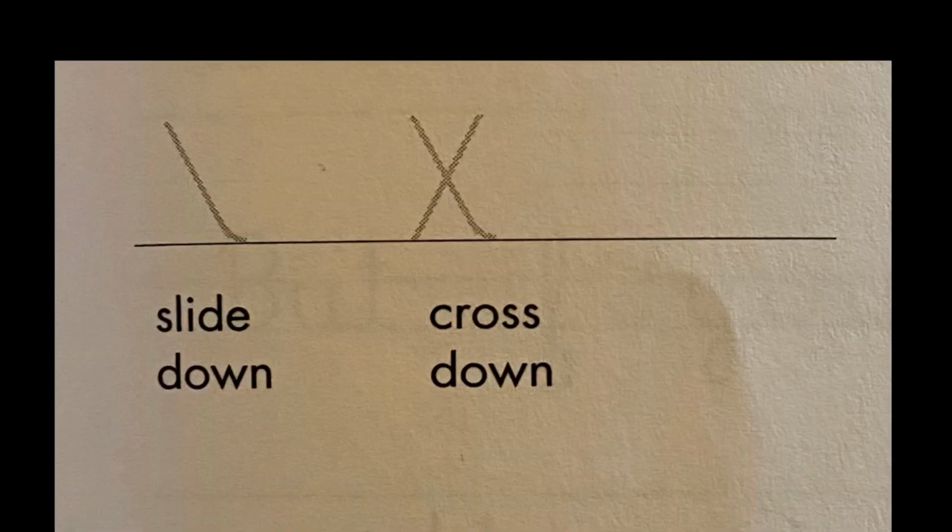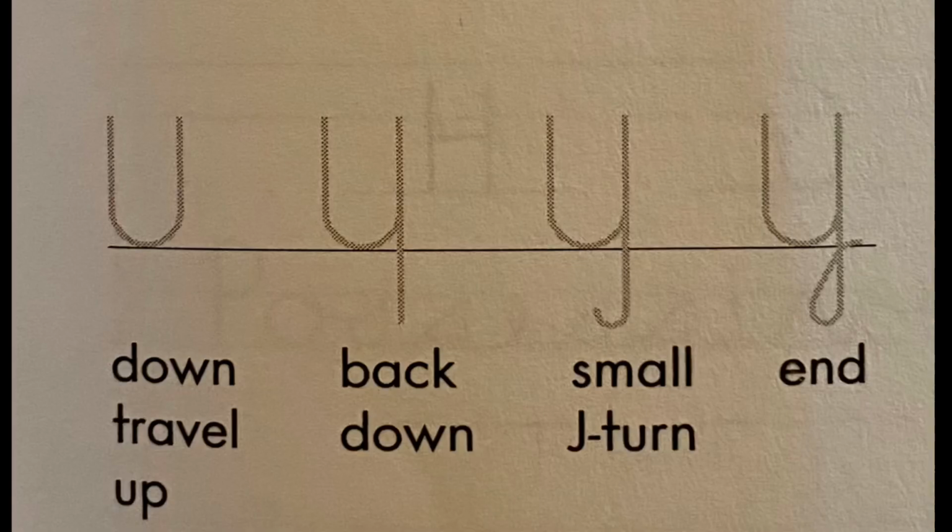Capital letter X, slide down just as you did for the capital letter V. This time, though, pick up your pencil and cross it back down to close the X. Capital letter Y. We start with the down and the travel up. Then when we travel back down, we go under the bottom line of the double line paper and make a small J turn, and then we end it back up at the bottom of the double line paper.